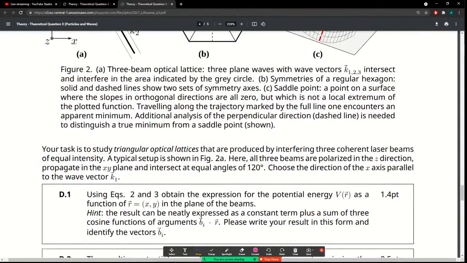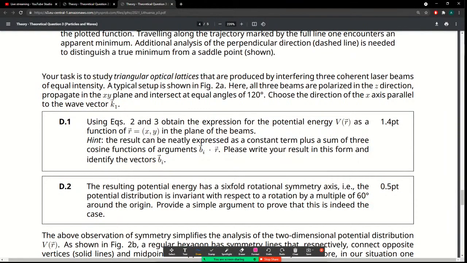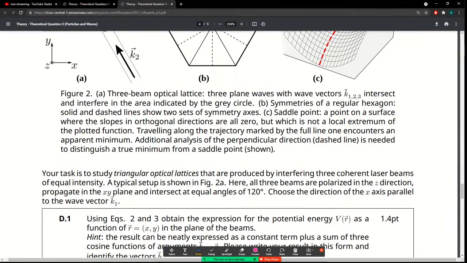This looks pretty hard. Your task is to study triangular optical lattices that are produced by interfering three coherent laser beams of equal intensity. A typical setup is shown in figure 2a. Here all three beams are polarized in the z direction and propagate in the xy plane and intersect at equal angles of 120 degrees. Choose the direction of the x-axis parallel to the wave vector k of 1.